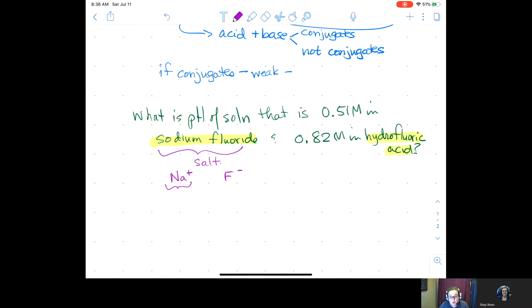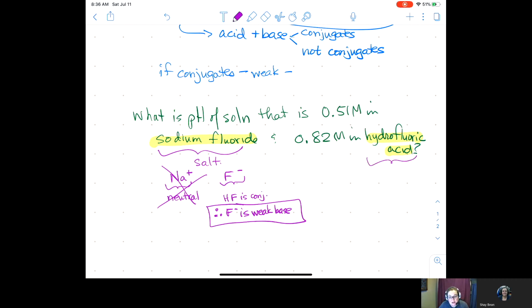If I have an ion that comes from a strong acid or a strong base, it is neutral. Sodium ion comes from sodium hydroxide, a strong base, so it's neutral. I can ignore it. Not even going to mess with it. And I have the fluoride ion whose conjugate is HF. HF is a weak acid, therefore F minus is a weak base. I can't ignore it. So there's one thing in my container, the F minus ion, which is a weak base.